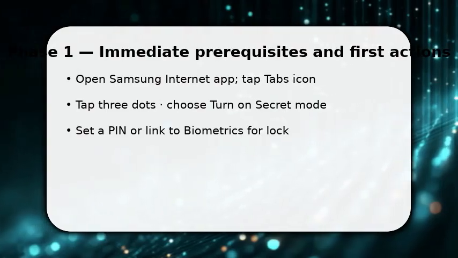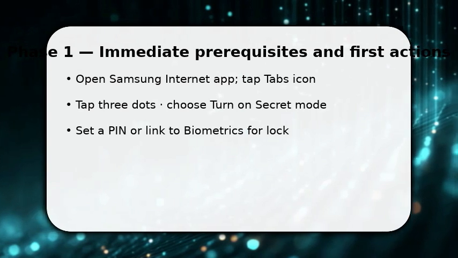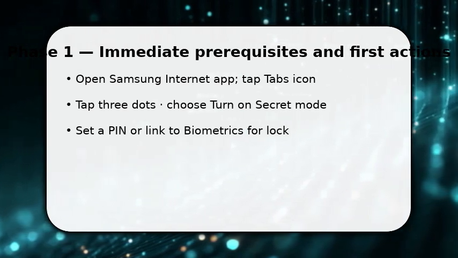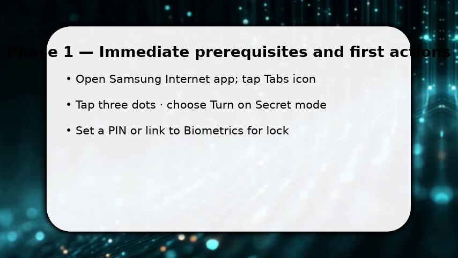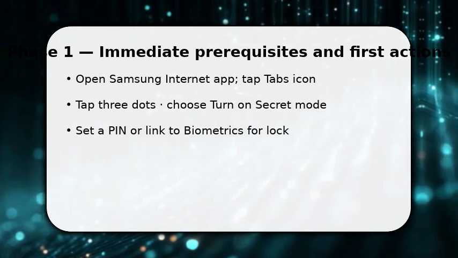You start by opening Samsung Internet and going straight to Tabs. Don't delay. Tap the three-dot menu, then choose Turn on Secret Mode. This activates the private session immediately.